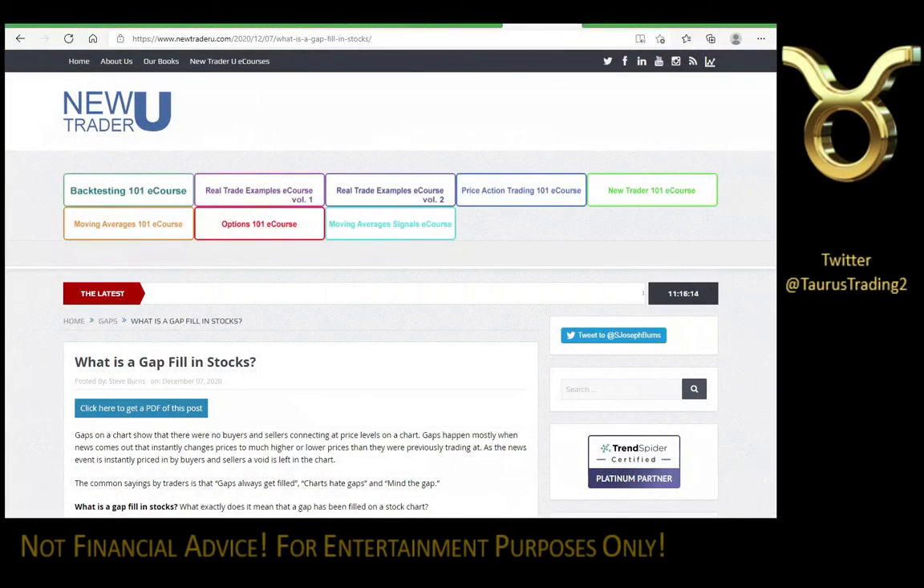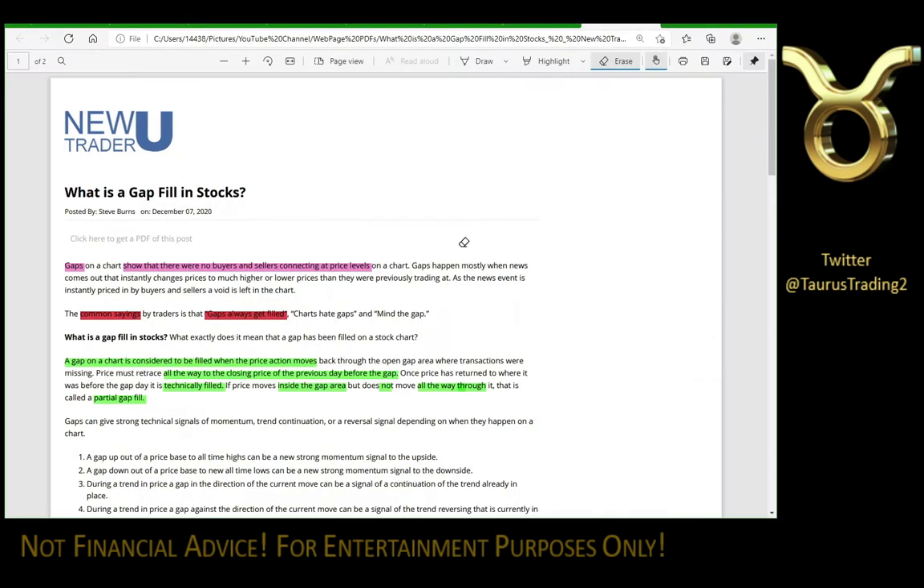If you want to know what exactly a gap fill is, I just did a quick Google search here and came up with this page here, New Trader U. Let me get over here to the PDF version of it where I've got some stuff highlighted.